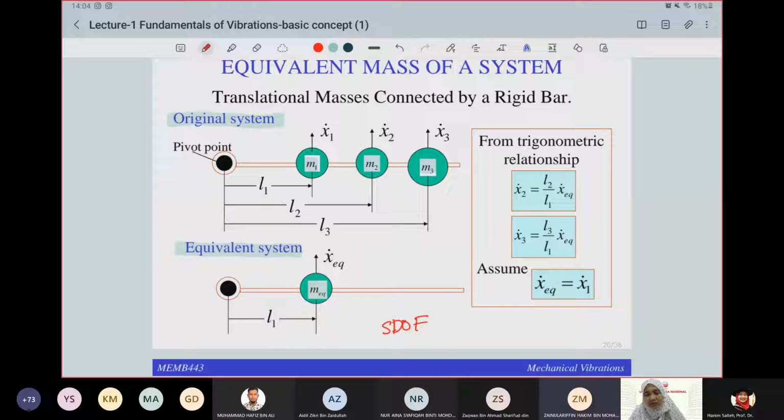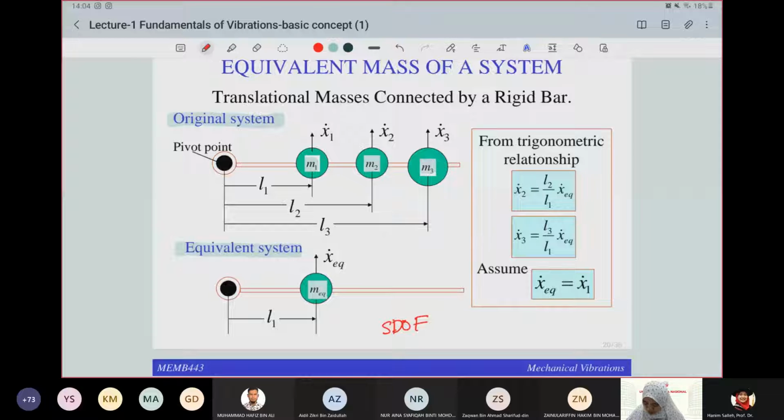Single degree of freedom system. That's why you always want to know how to get the equivalent mass, equivalent stiffness, and equivalent damper, because you want to collapse a complicated system into a single degree of freedom system. Of course, before you solve the single degree of freedom system, this is the first step. That's why this lecture is called fundamental.